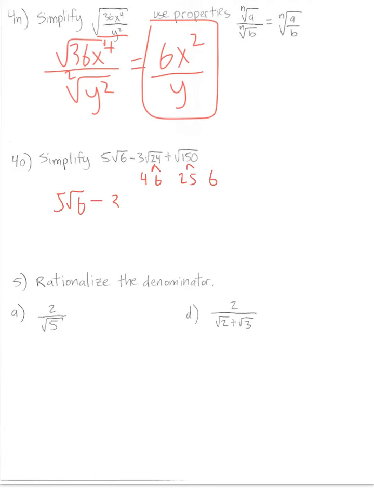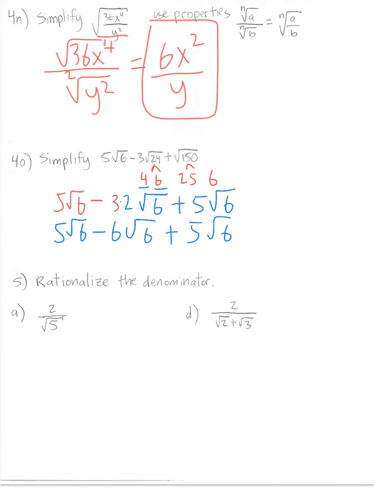There's already a 3 out there. The square root of 4 is 2. So when I bring a 2 out, it's going to get multiplied by the 3. But there's still a 6 left underneath. And here, the square root of 25 is 5. There was nothing already out there, so it's just 5. And then the 6 stays underneath. So we get 5 square root of 6 minus 6 square root of 6 plus 5 square root of 6.